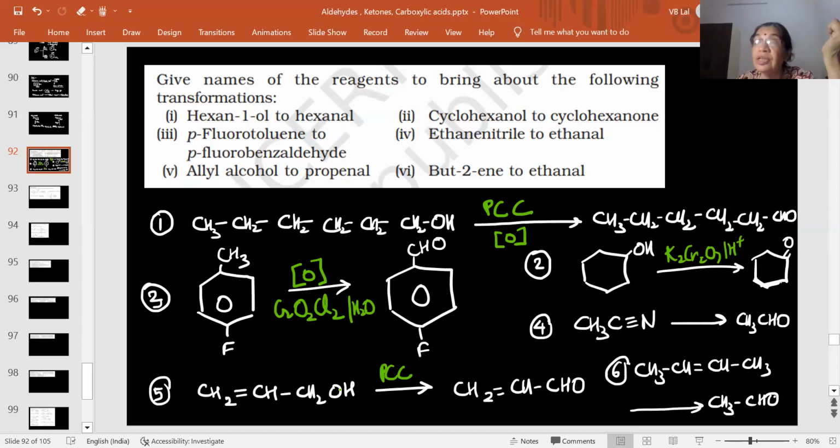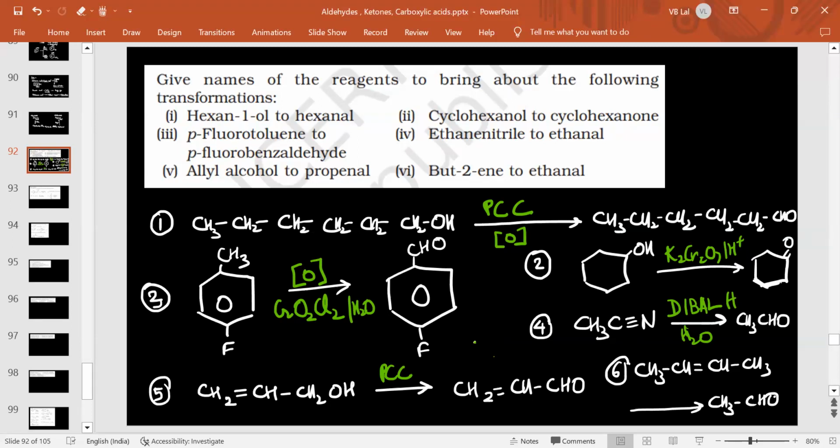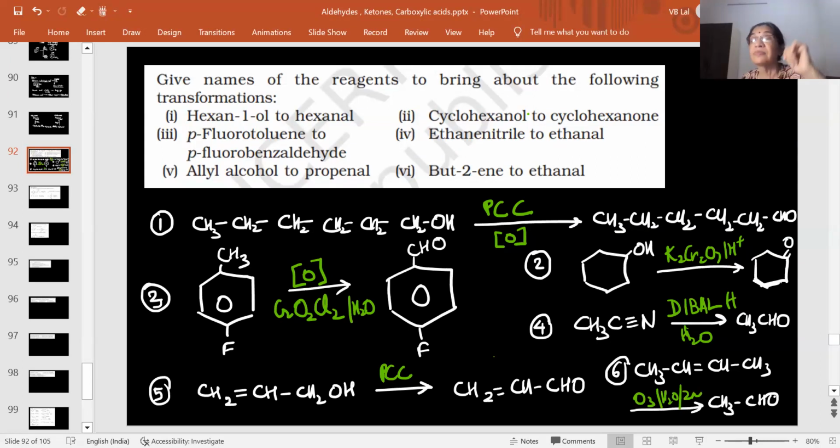Now cyanide to CHO. How will I do cyanide to CHO in a single step? How will I do it? We use a special reagent called Dibal H and H2O. Now last one somebody should say. I've explained in detail the last one. Sai Kalyan has come. Tell me, Sai Kalyan, what is the answer for the last one? Is it ozonolysis? It is ozonolysis. CH3, H2O, and zinc dust.